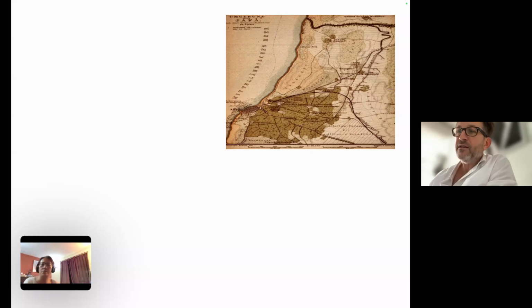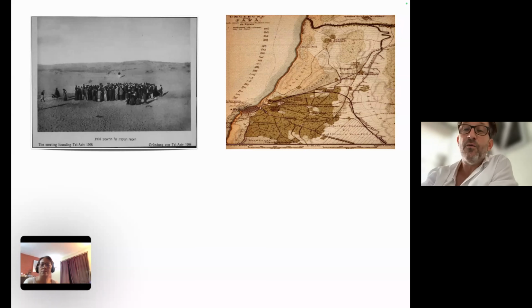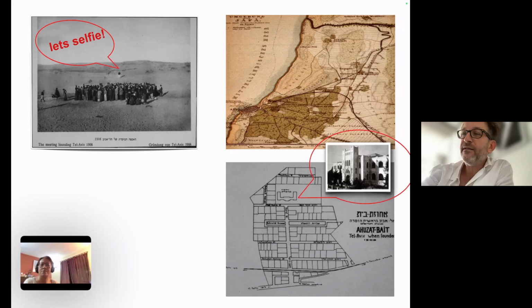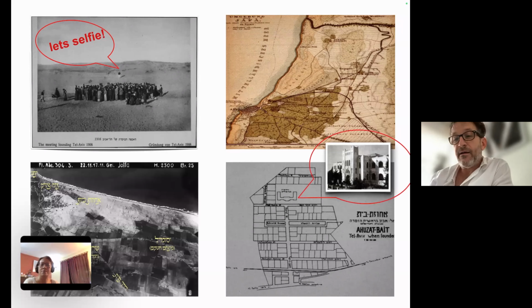So this is the first map. Then the early beginning of the creation of the new city. 1908 is the picture, and 1909 is the beginning of construction of the new city. It is the first selfie of the first Jewish immigrants arriving to Palestine, Eretz Israel at that time, and the first small neighborhood that created Tel Aviv, called Achuzat Bait, and then the expansion of the city towards the north on the dunes of Tel Aviv.